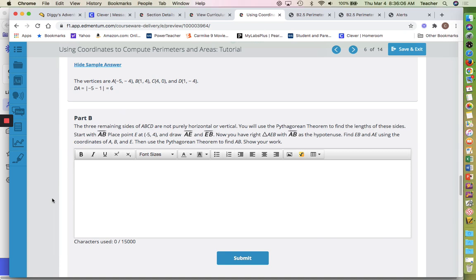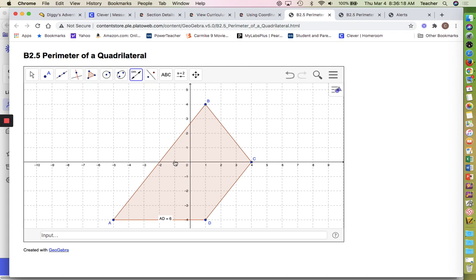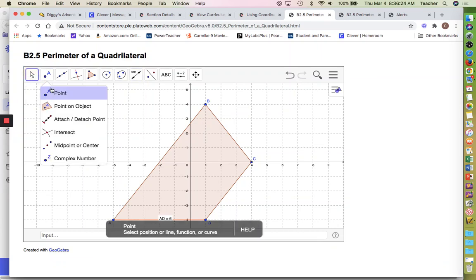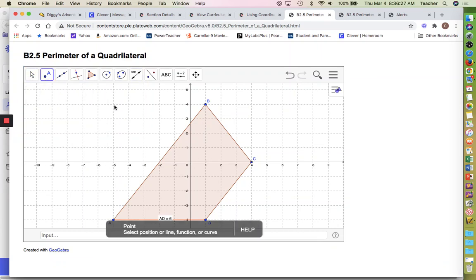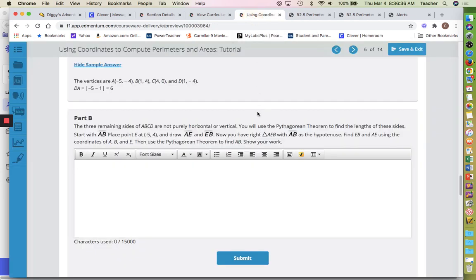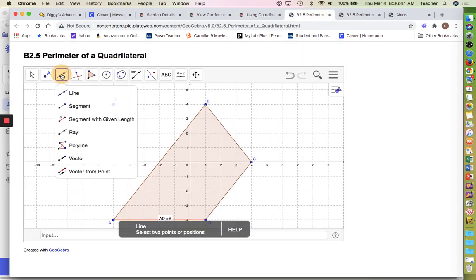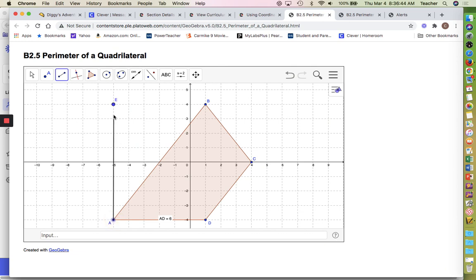Part B. The 3 remaining sides of ABCD are not purely horizontal or vertical. You will use the Pythagorean theorem to find the lengths of these sides. Start with AB. Place a point E at -5, 4. I'm going to put an E right there. I know they're going to get me to draw a right triangle, a segment AE and EB. So I'm going to come over to segment and connect A to E and B to E.